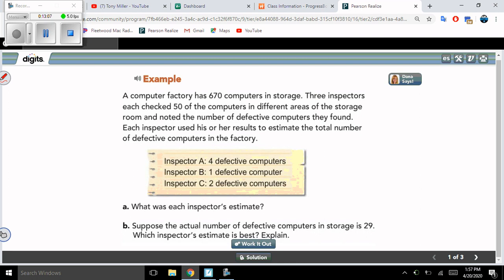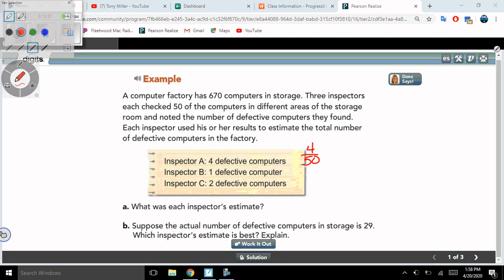So in this particular situation, I've got a computer factory that has 670 computers in storage. 3 inspectors each check 50 of the computers in different areas of the storage room and note the number of defective computers they find. Each inspector used his or her results to estimate the total number of defective computers. Okay? So it looks as if we say, hey, this person has 4 out of 50. This person is 1 out of 50.